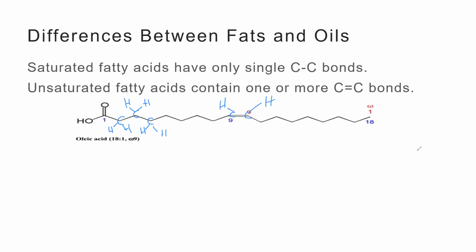Now, because of the double bond there, when you see this kind of structure with two lines anywhere like this, double bond means that there is unsaturation there. So oleic acid, I want somebody to unmute themselves to tell me, is oleic acid a saturated fatty acid or unsaturated fatty acid?